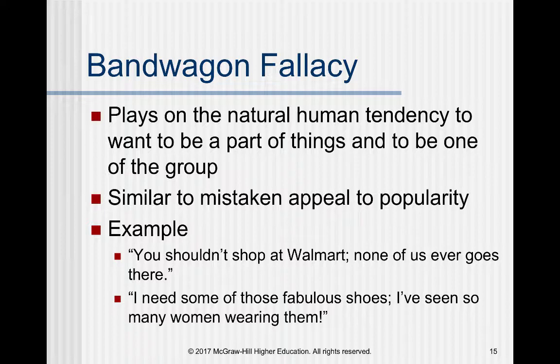Here's some examples. You shouldn't shop at Walmart. None of us ever goes there. The evidence to support the conclusion that you shouldn't shop at Walmart is that none of us do, which really isn't evidence. And the second one, I need some of those fabulous shoes. I've seen so many women wearing them. If you identify with that particular group of women, then you might believe that what they wear is evidence that you should wear it too. But that's psychological, not logical, and therefore a fallacy.